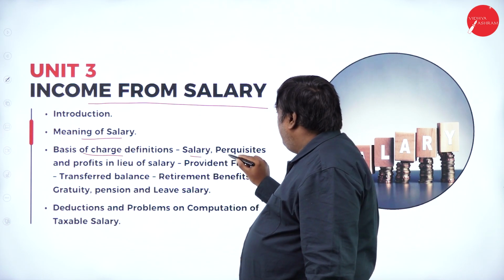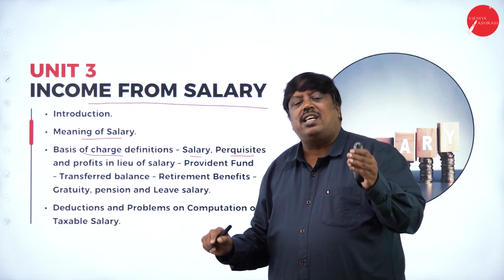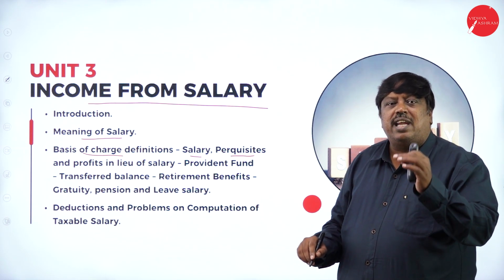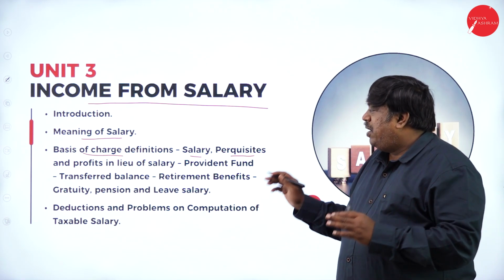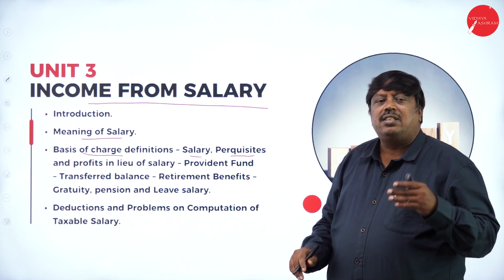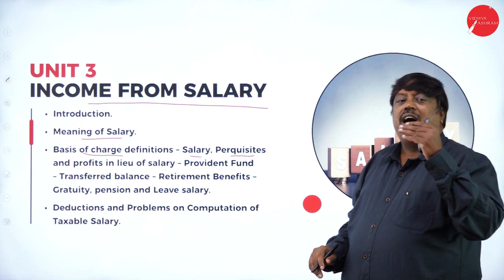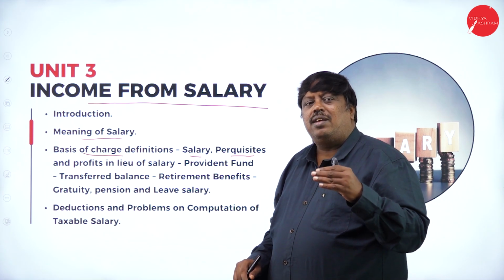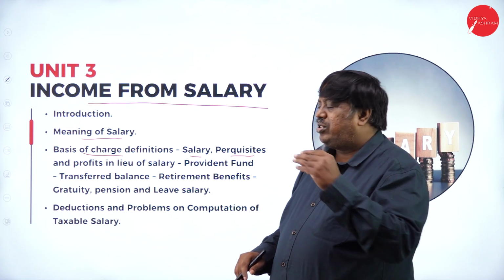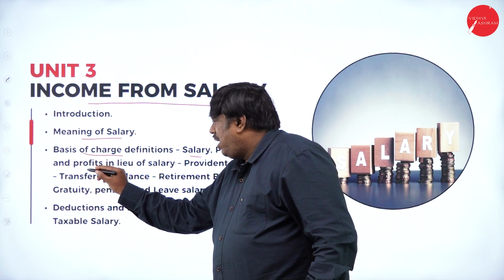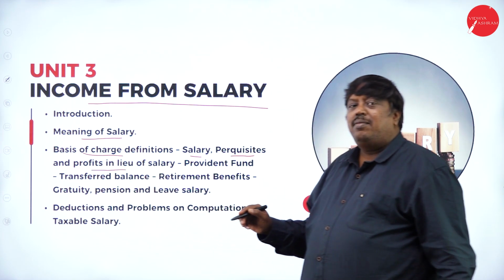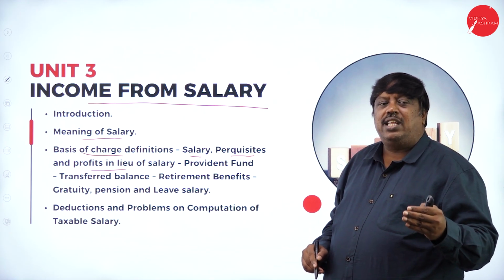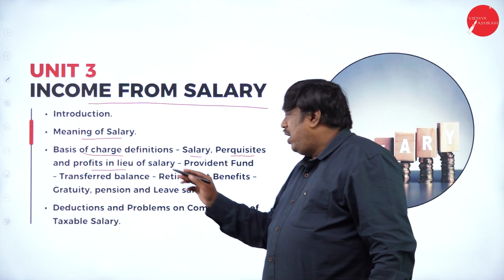So now, in that, we're going to discuss the meaning of salary, and what the basis of charge is. Salary definition, perquisites. Perquisites are nothing but the additional benefits received by the employee from his employer. Perquisites are given only to certain people at a higher designation level, and these benefits are given for survival in society. And next, we are going to have profits in lieu of salary, which means giving the salary along with profits, sharing the profits with the employees. We are going to discuss that.